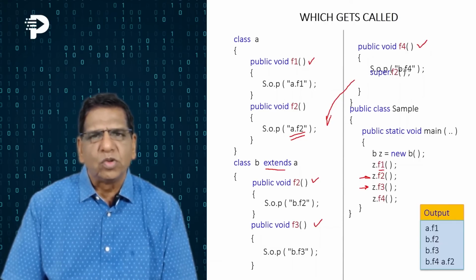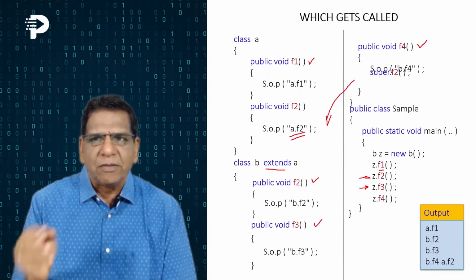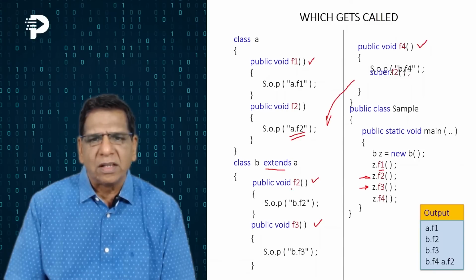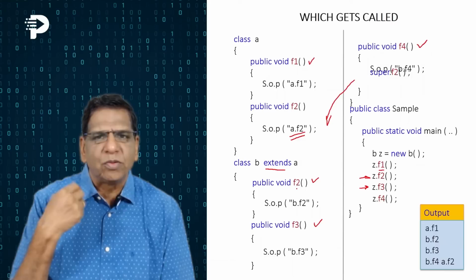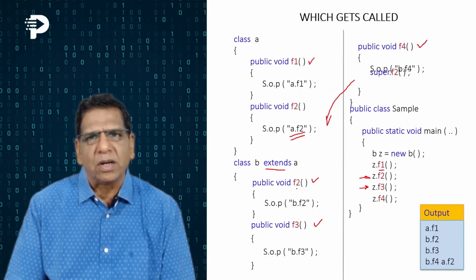The moment I do super dot f2, it would go to the base class. If I just say f2, in that case it would land the control here. I don't want it to reach f2 of b, I want it to reach f2 of base class, and I can ensure that by saying super dot f2.